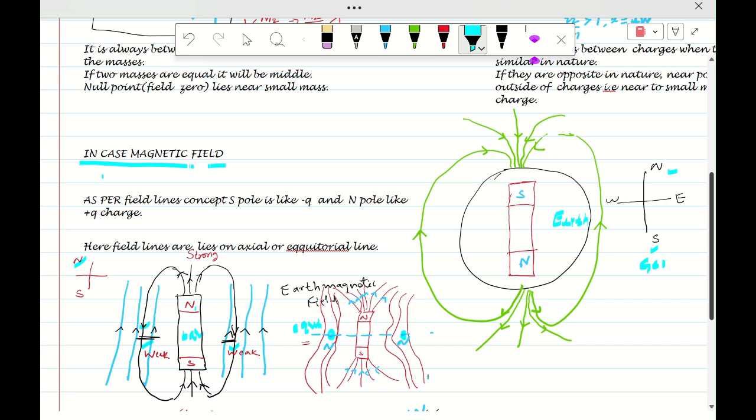So the magnetic field varies from place to place on the earth's surface. In AP, I know it is 0.693 Tesla, so that will be Henry per meter square Tesla. So like that.